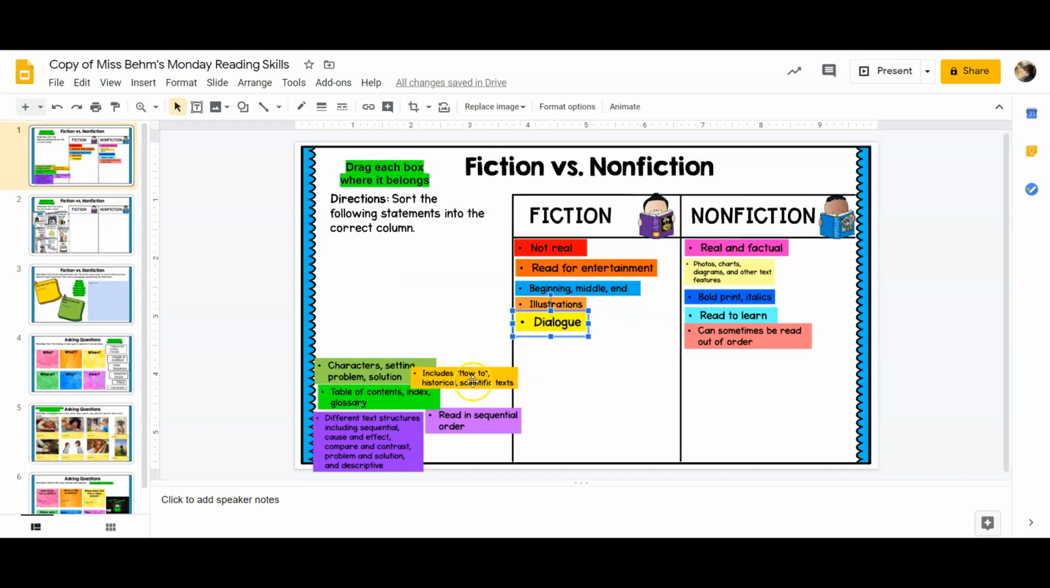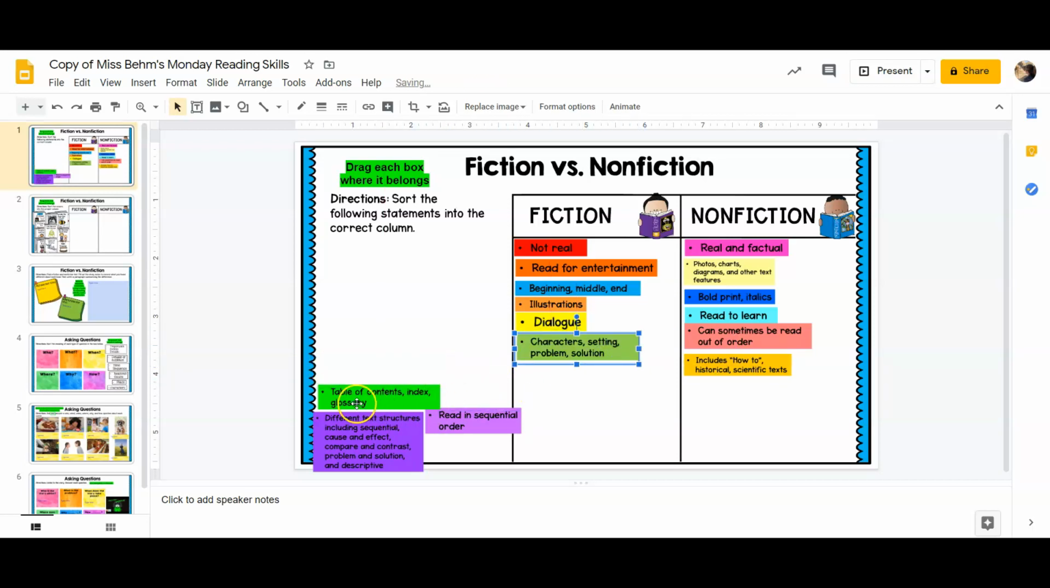This one says includes how-to, historical, scientific texts. That's going to be nonfiction. This one says characters, settings, problem, solution. We already talked about that. That is fiction. We have table of contents, index, glossary. That is going to go more with the nonfiction. Remember when we talked about the bold print and the italics? That is where you would find the words to see what they mean.